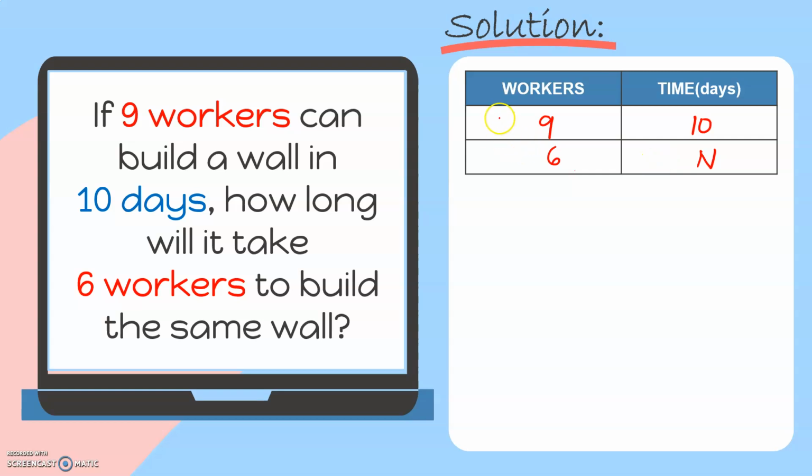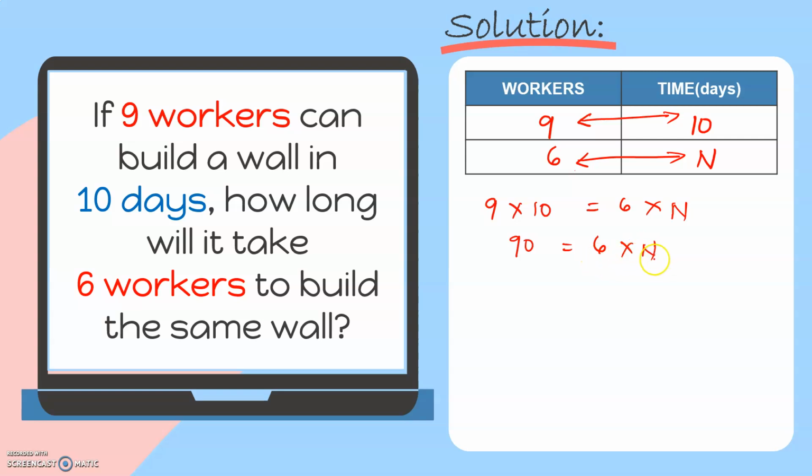So again, if there is a decrease in the number of workers, there will be an increase in the number of days it will take them to finish the job. So this is again an example of an inverse proportion. And for us to answer inverse proportion, we will multiply the quantities or the numbers on the same row. So we will have 9 times 10 is equal to 6 times n. 9 times 10 will give us 90.